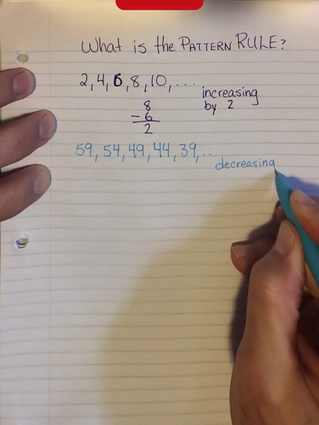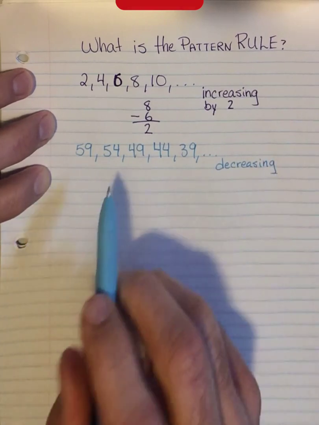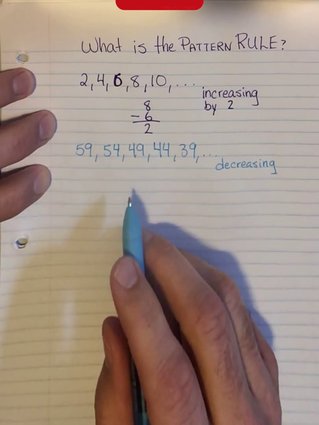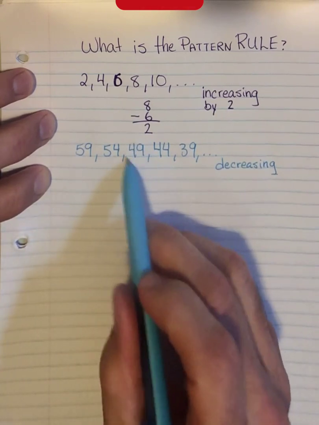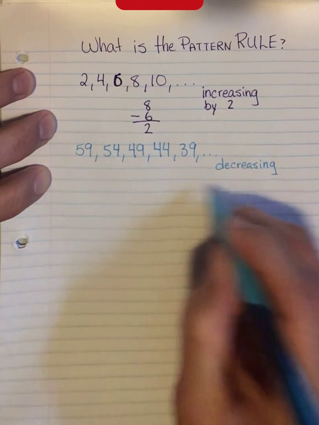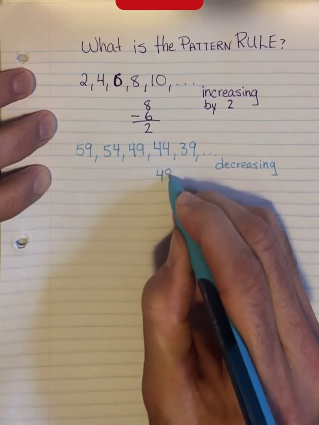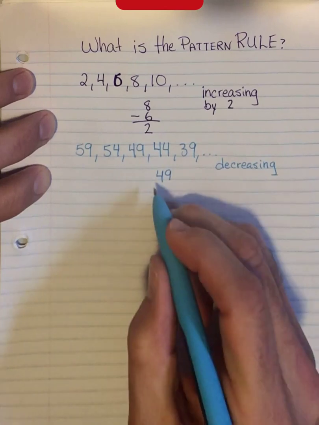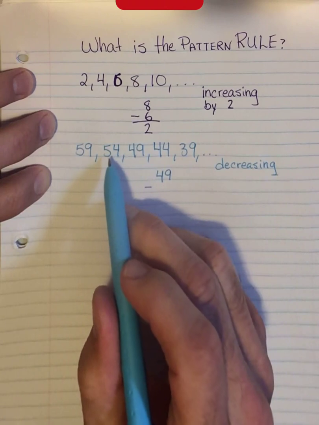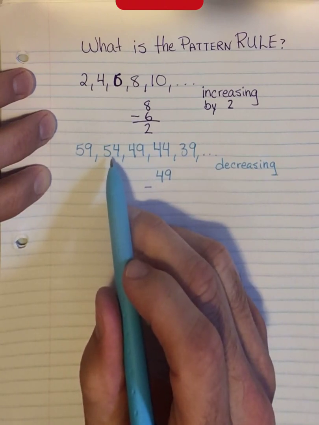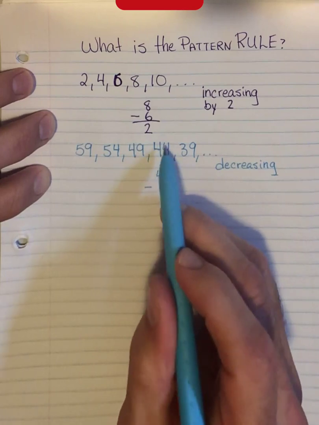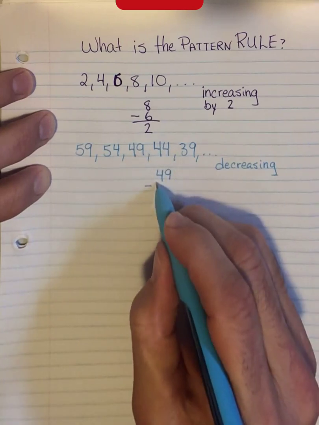pattern. All right. And because this is decreasing, I'm going to do something a little different. It's similar. I'm going to pick a number. So I'm going to pick, let's say, 49. I'm going to subtract again. But instead of subtracting the number that came before it to the left, I'm going to subtract the number that comes after it to the right. I'm going to subtract the 44.